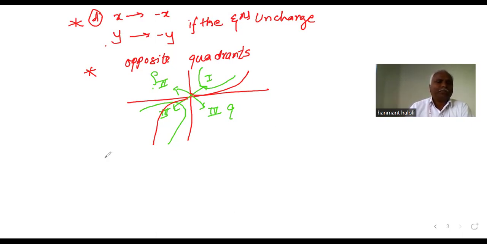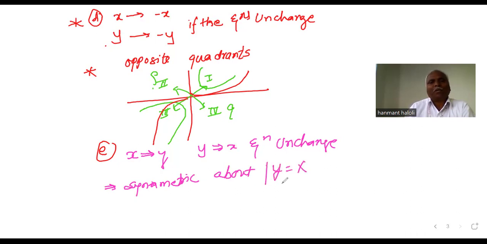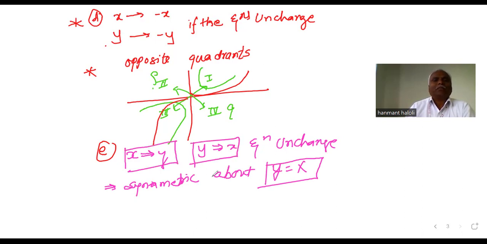We go for the next point, E. If you replace x by y and y by x, and the equation is unchanged, the curve is unchanged, then we can say that the curve is symmetric about the line y equal to x. This is very important. Put x equal to y and y equal to x. If the given equation does not change, then we say that the given curve is symmetric about the y equal to x line, or x equal to y line.